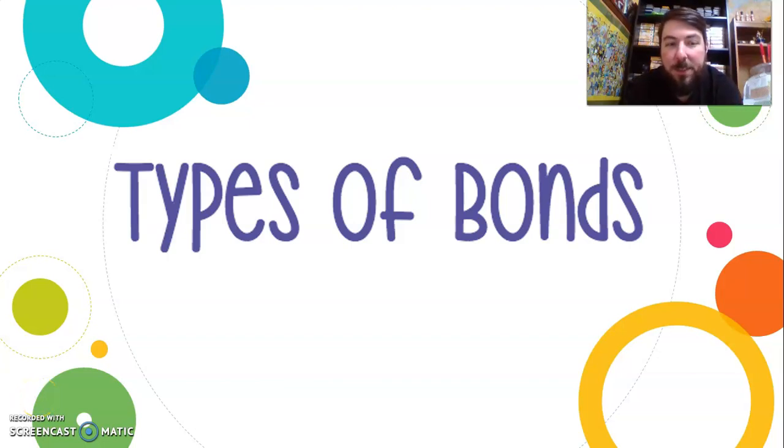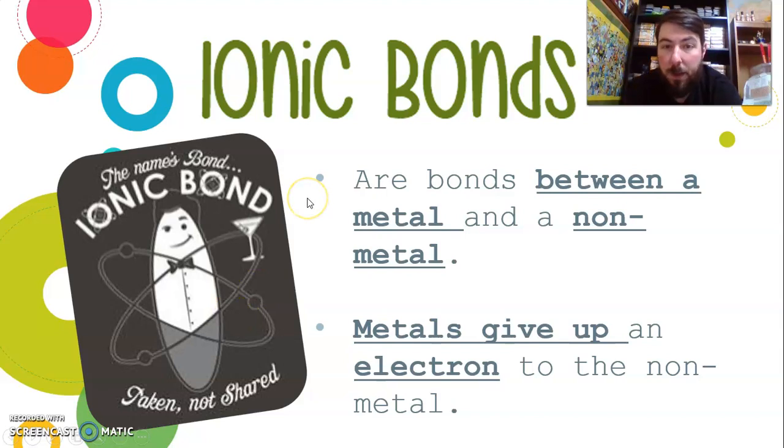So I'm just going to move into the next topic here. We're going to be talking about bonding between different elements to form compounds. And the one that we're going to focus on for this lesson is ionic bonds. So ionic bonds, those are bonds between a metal and a nonmetal.